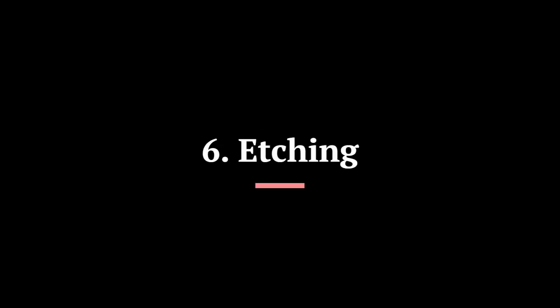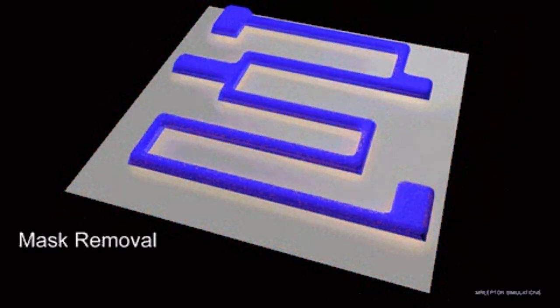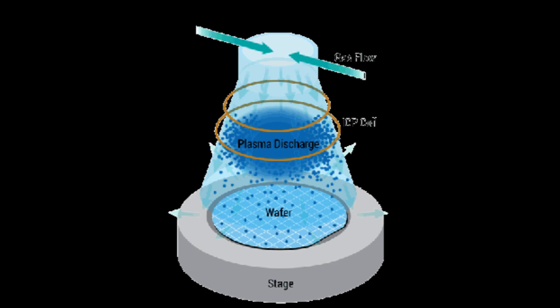6. Etching. The wafer is immersed in a chemical solution or plasma, which selectively removes either the exposed or unexposed parts of the photoresist, depending on whether positive or negative photoresist is used. This etching process transfers the pattern from the photoresist onto the underlying silicon surface.